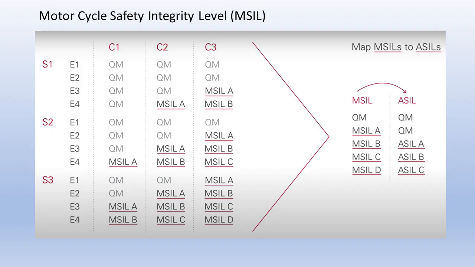Now there is a small modification for the motorcycle safety integrity level. This is the table from where you can convert the ASIL level for automobiles to the ASIL level for motorcycles. It is very much similar to what is given for automobiles, but the slight change can be seen in this particular table.